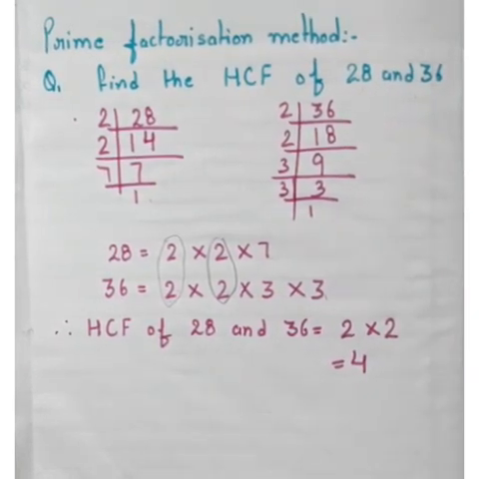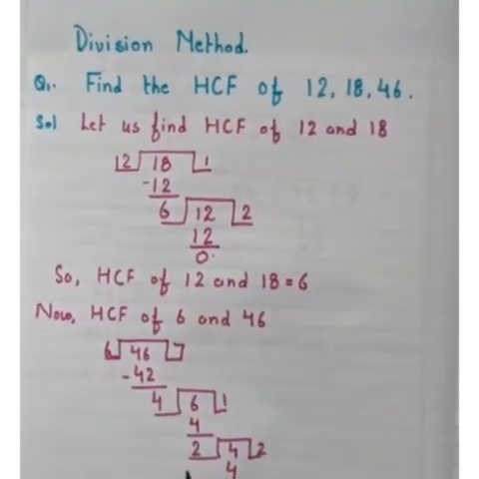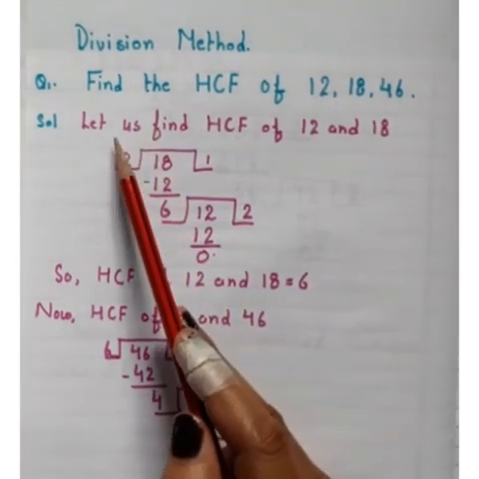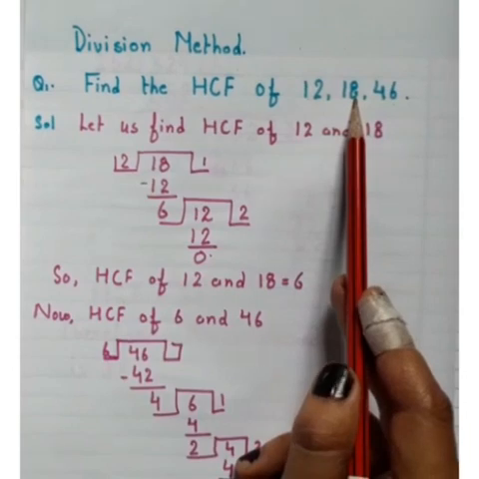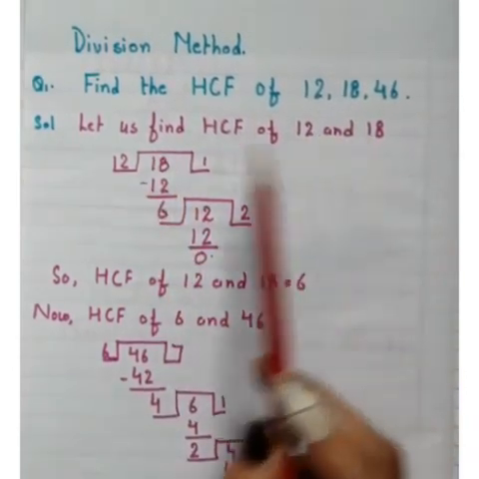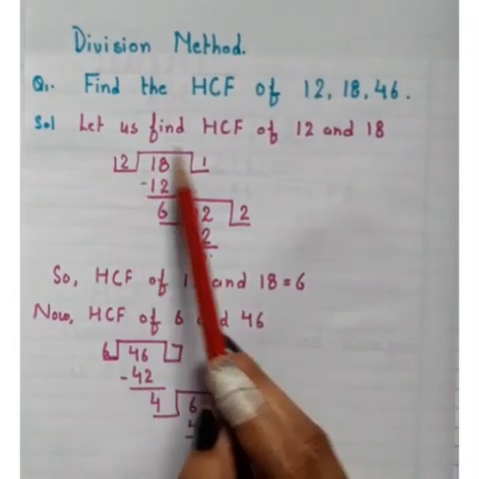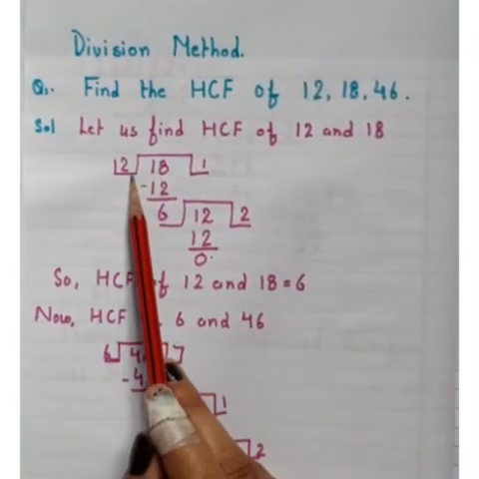Clear? Next is your division method. So your question is: find the HCF of 12, 18 and 46. How are you going to find out the HCF? First you have to take two numbers, 12 and 18. Any two numbers you can take. Okay, so I have taken 12 and 18. Make a box like this. Write down the greater number here and the other number over here.